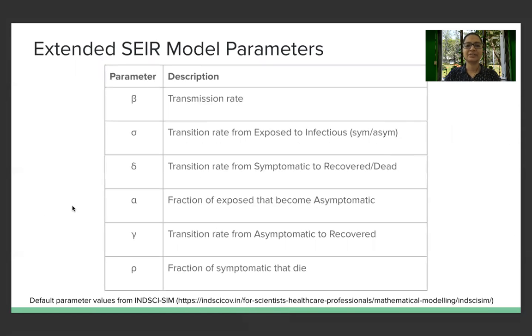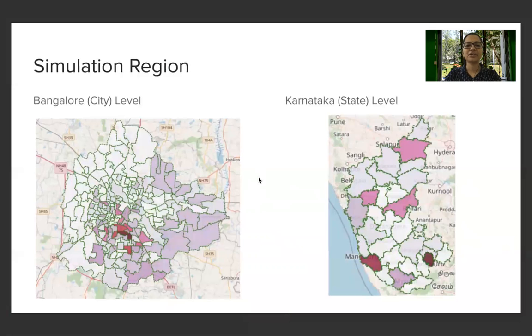Next, these are the different model parameters, things like the transmission rate, various transition rates from each of the states, and so on. The default parameter values we have taken from IndiaSim. And we are also in the process right now of learning these parameter values based on a variety of data sets which we have. We run the simulation at 2 levels, at Bangalore city level and Karnataka state level.